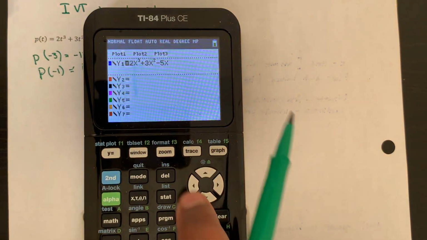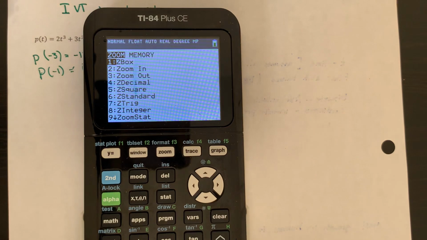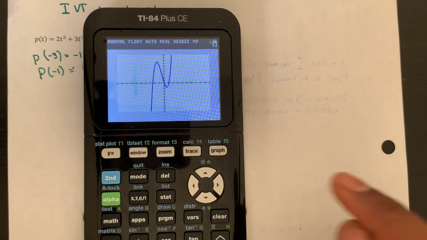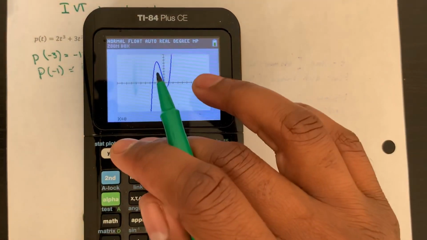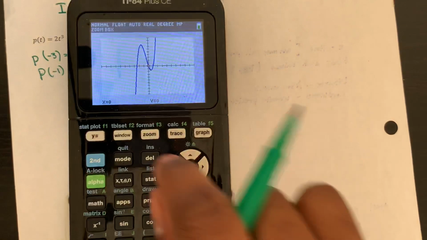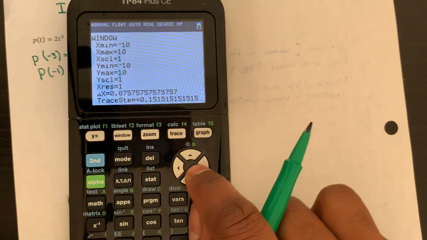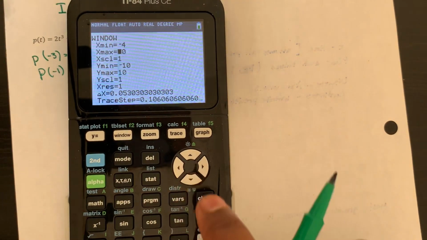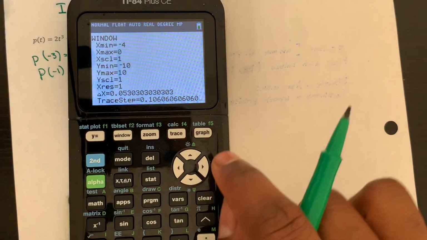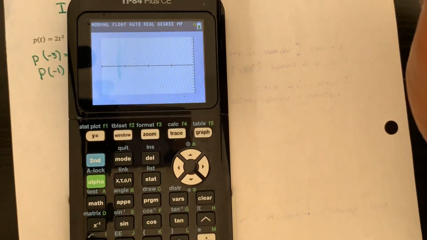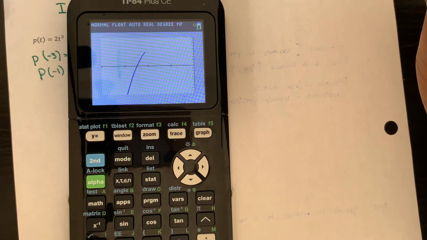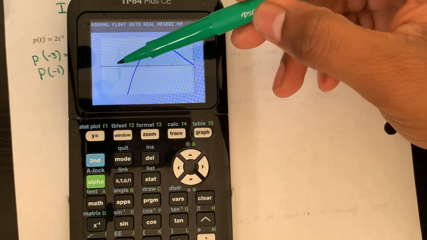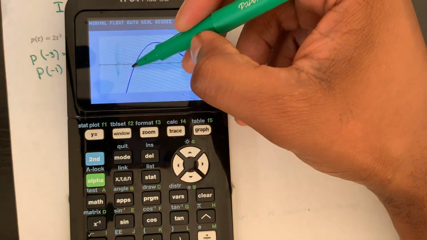All right, so we go to y equals, we're going to press zoom and we're going to do box. We want to restrict our function from -3 to -1. So we're going to press window, and we're going to go from, we'll say -4 to 0. And we'll leave everything else the same. It's going to draw. So the 0 that we want between -3 and -1 is this 0.